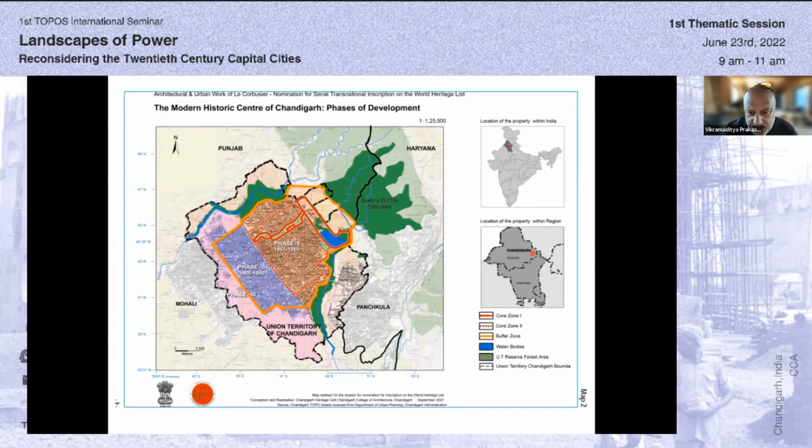What happened was that there was a massive development that was proposed over here, just north of the capital complex. And this was a series of 14 towers that were designed to be built in this area over here. And this case went to the Supreme Court of India.